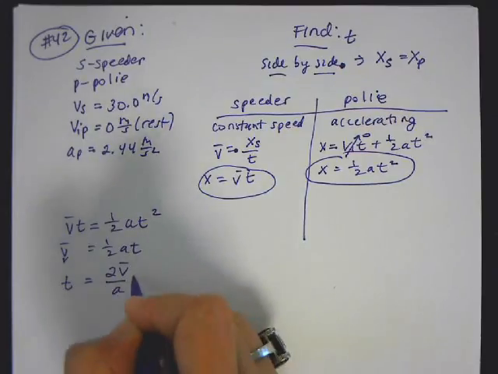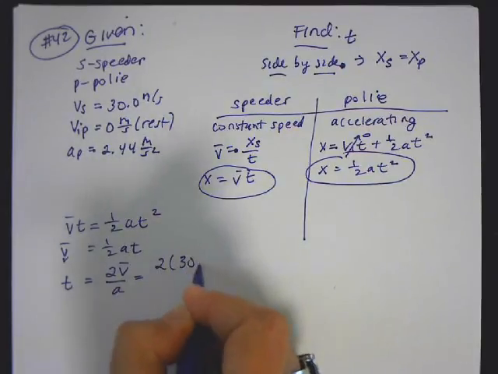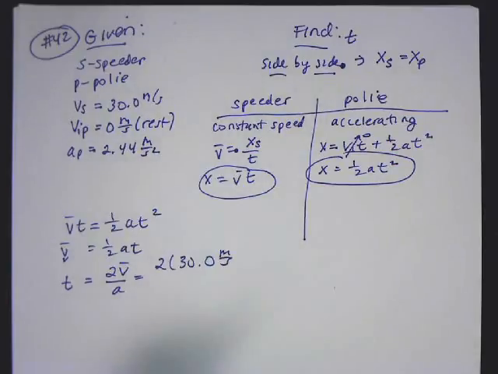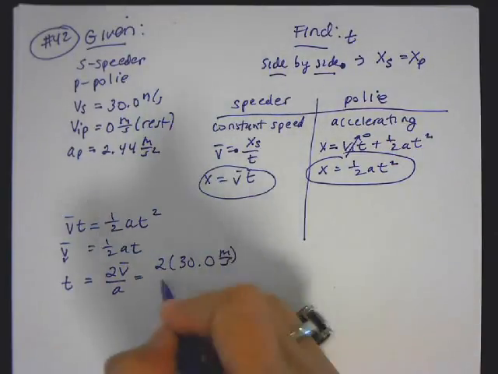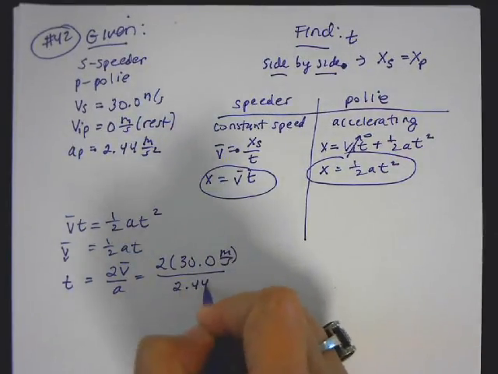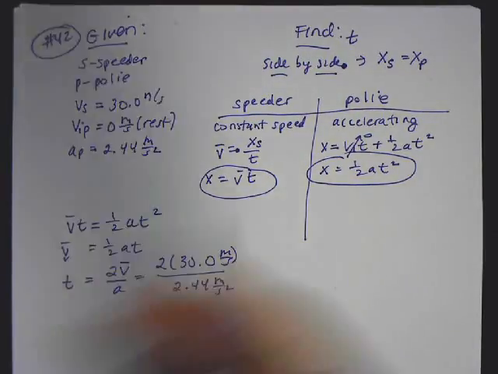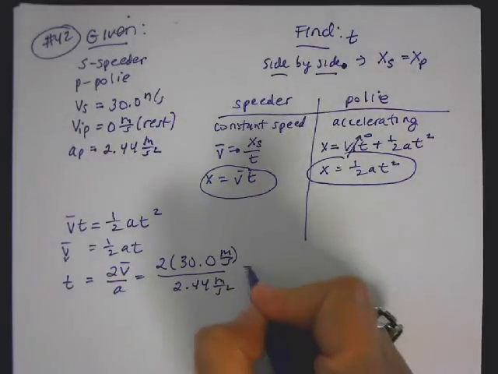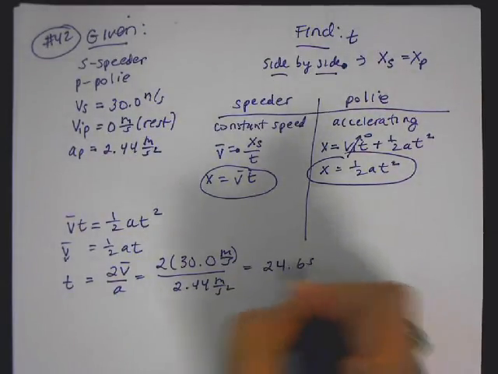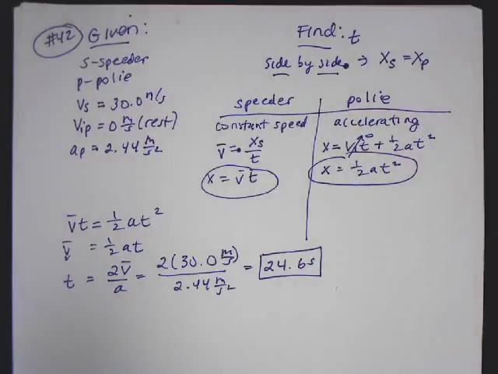So it's equal to 2 times 30 meters per second divided by 2.44 meters per second squared. So now I'll have to do that on my calculator. So 2 times 30 is 60. So 60 divided by 2.44 comes out to be 24.59. So we'll say 24.6 seconds. So now I found time.